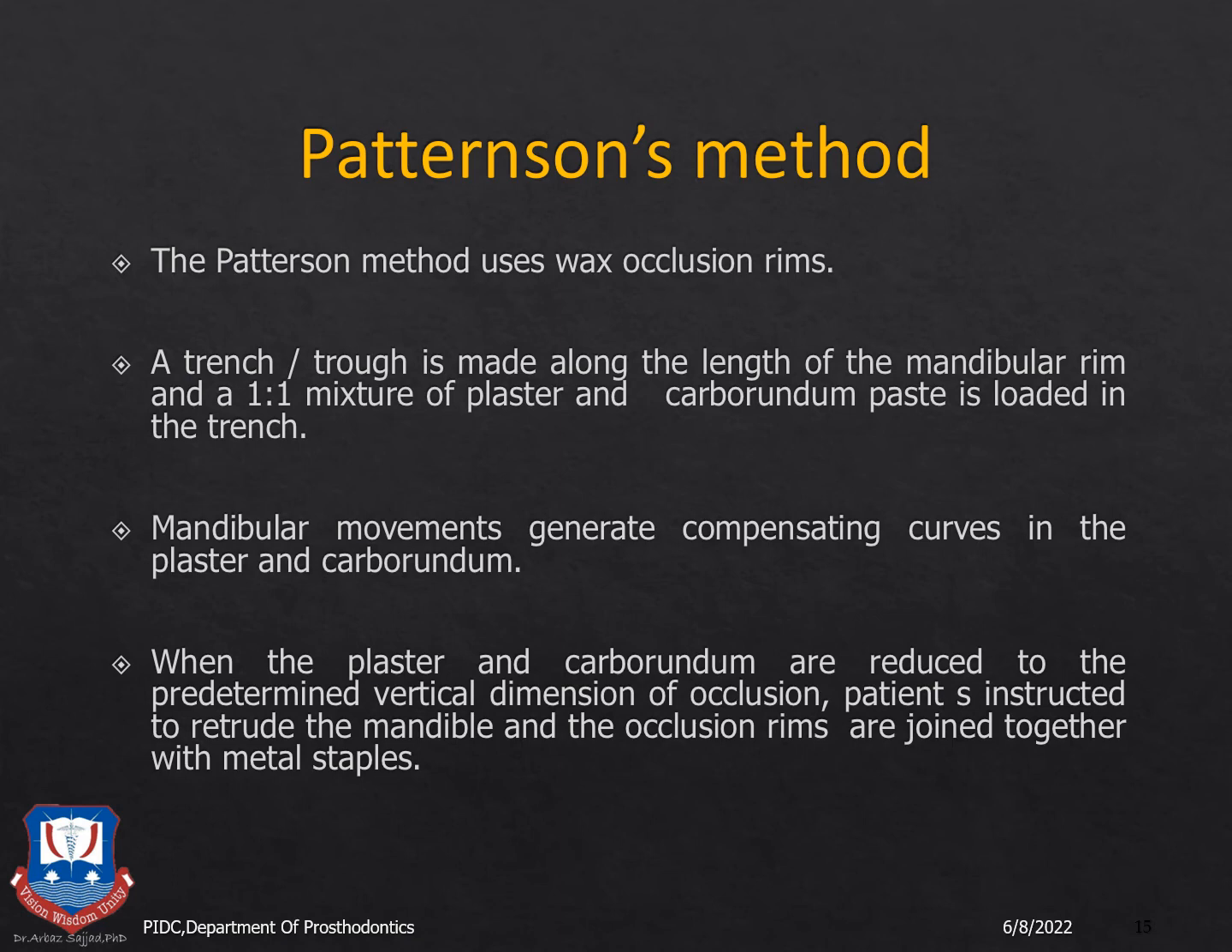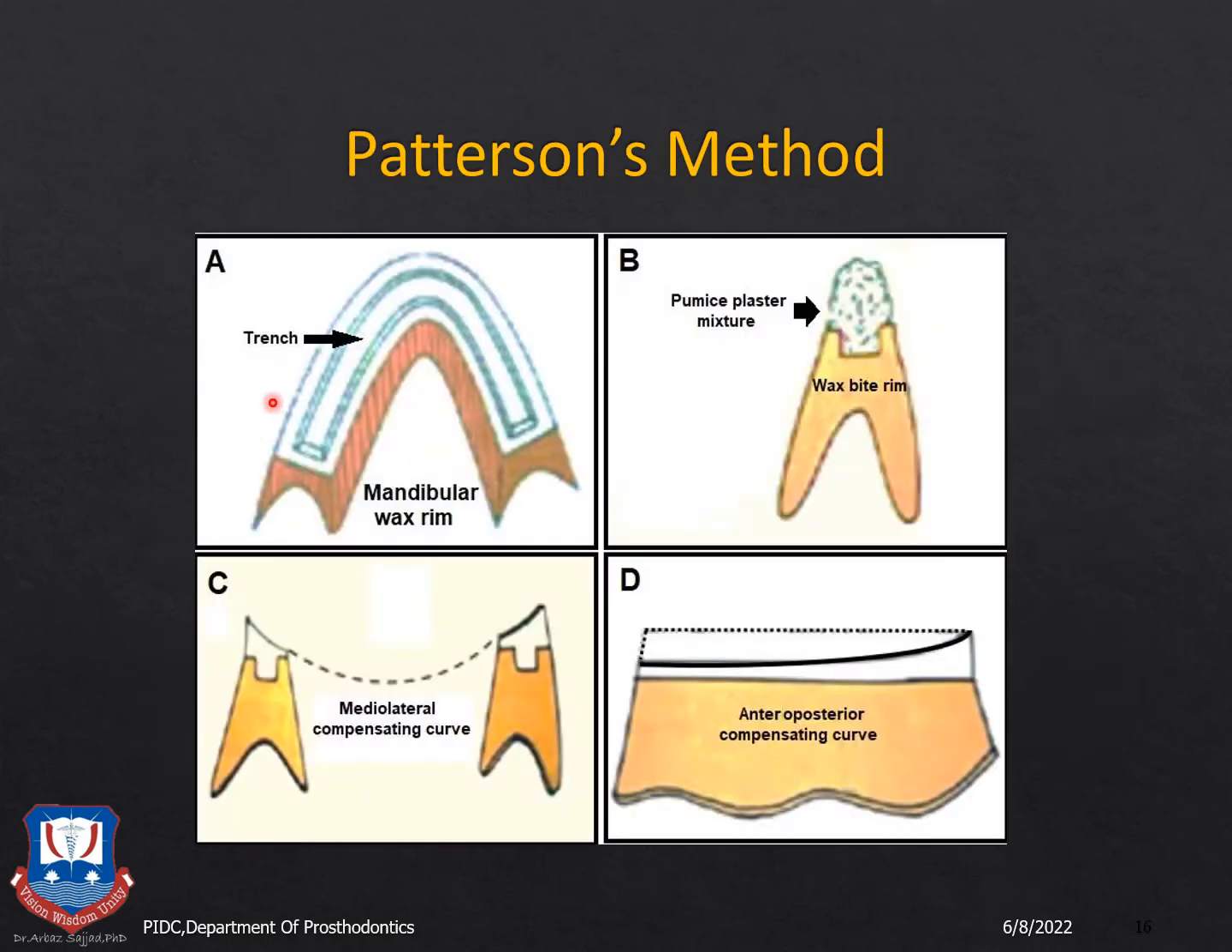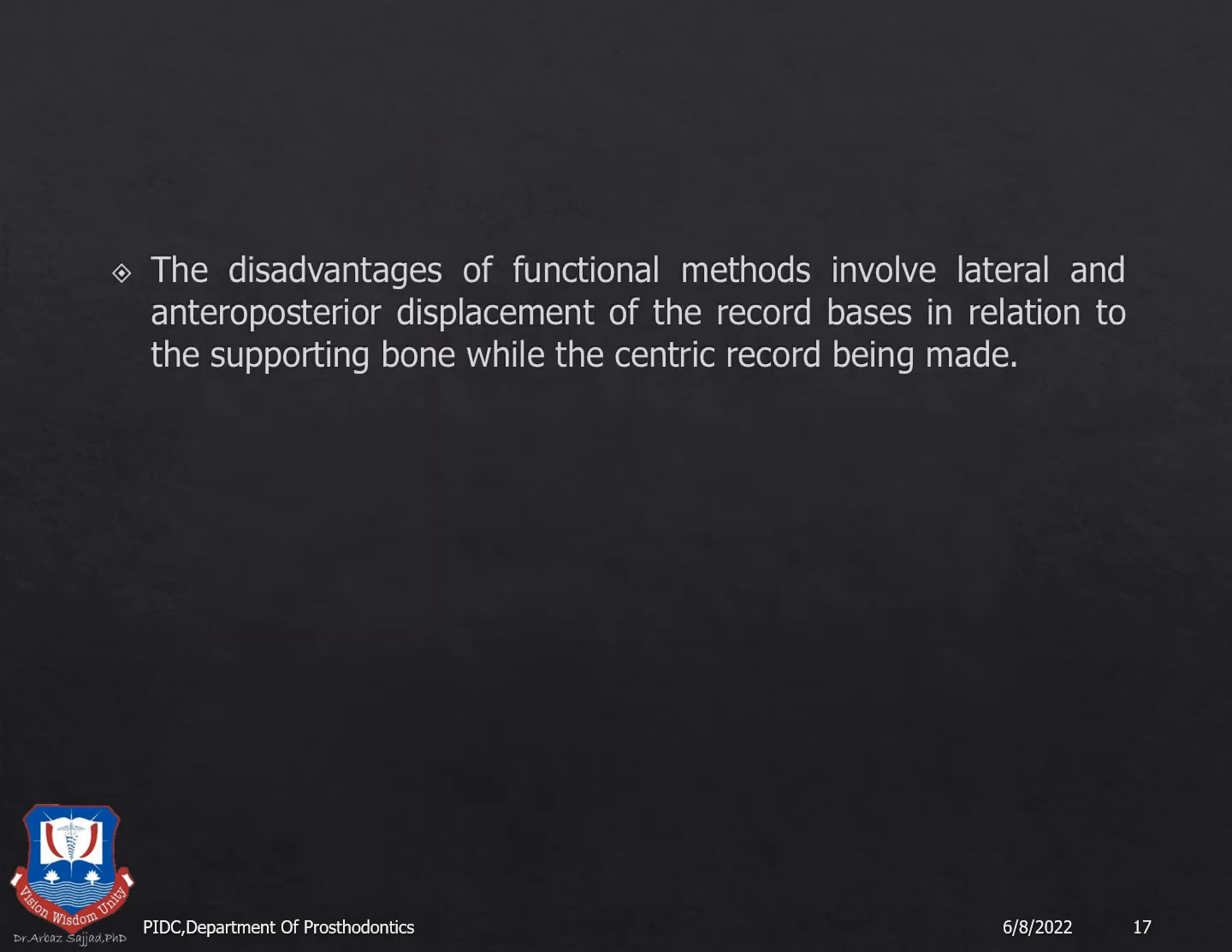So this was Patterson's method. Here a trough was created. It was filled with the carborundum and plaster 1:1 mix. And the patient was asked to do all excursive movements, and this generated compensating curves in the plaster carborundum mix. So the disadvantage of the functional method is that they involve lateral and anteroposterior displacement of the record basis in relation to the basal tissues and supporting bone.